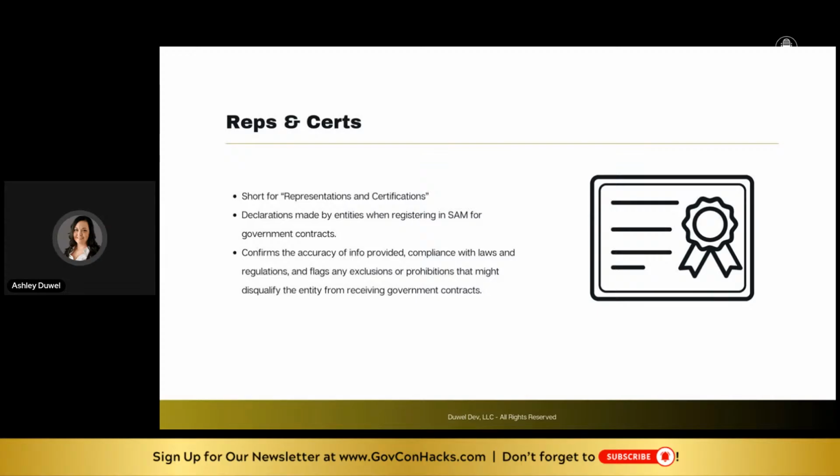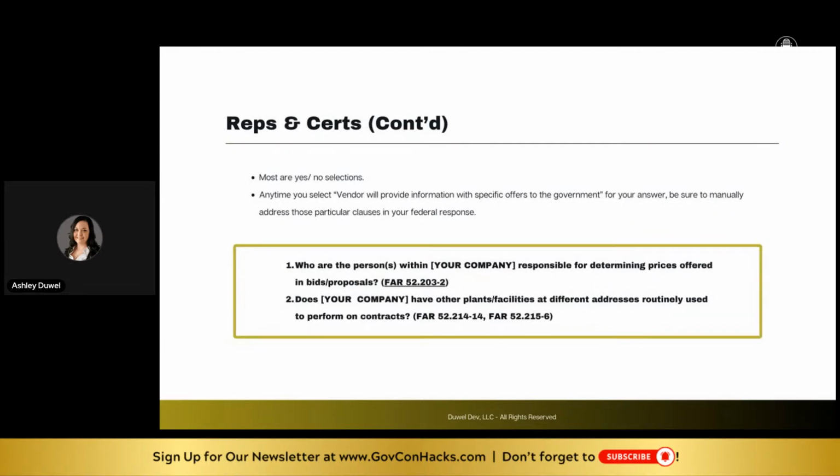All right, reps and certs. This is short for representations and certifications. They're declarations made by entities when registering in SAM for government contracts. They confirm the accuracy of the info provided, compliance with laws and regulations, and flag any exclusions or prohibitions that might disqualify you from receiving government contracts. Most are yes or no selections. They pretty much look like this. Anytime you select vendor will provide with information with specific offers to government, you are expected to do so.